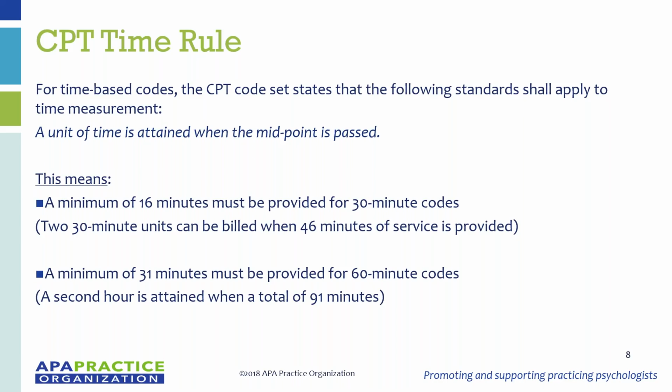Similarly, when you're talking about a 60-minute code, which is what our professional test evaluation services codes are, you have to provide a minimum of 31 minutes to use the base code, 60 minutes, and if you provide an additional 31 minutes of service, then you can bill for the second hour as an add-on code. So those are the rules that you need to attend to and document as you utilize these new codes.